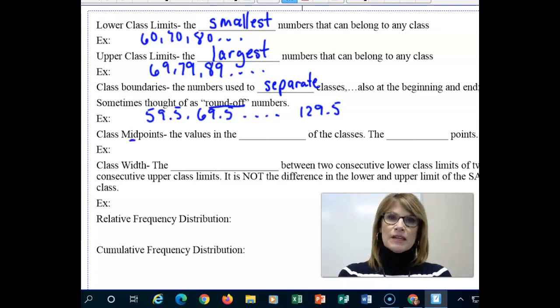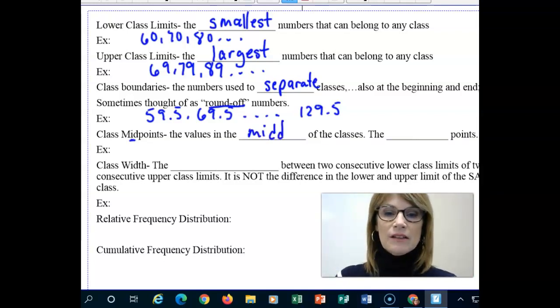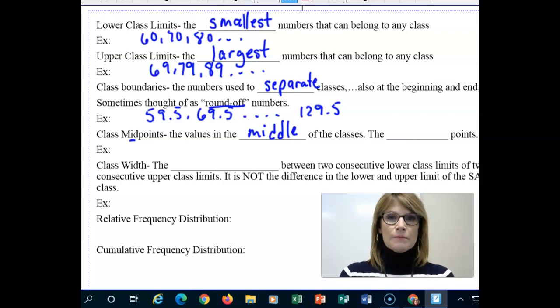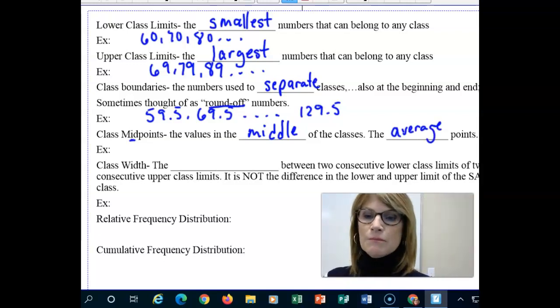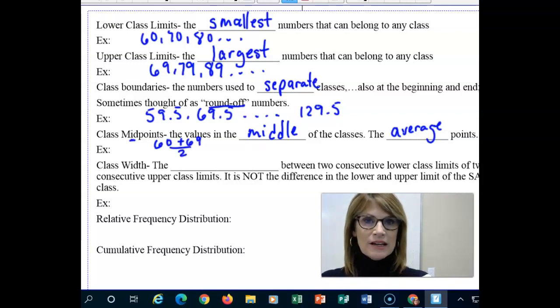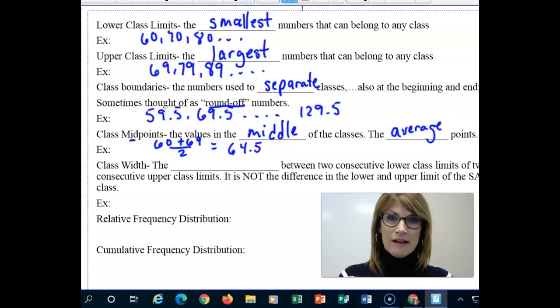Midpoint. When you think of something in the middle, like if you had two numbers like 60 and 70, and I'm like, what's in the middle? That'd be 65. It's the average of your two numbers. So midpoints are the values in the middle of your classes. So you can think of them as your average points. So for us, to get the first midpoint, our first class went 60 to 69. So 60 plus 69 divided by 2 gives us a midpoint of 64.5.